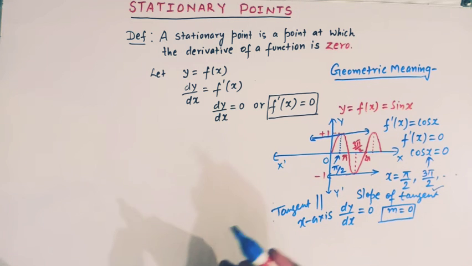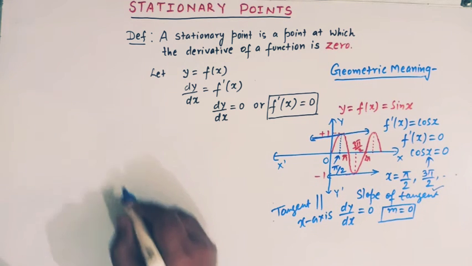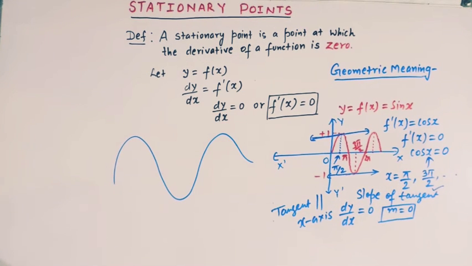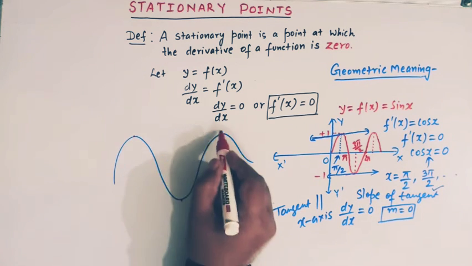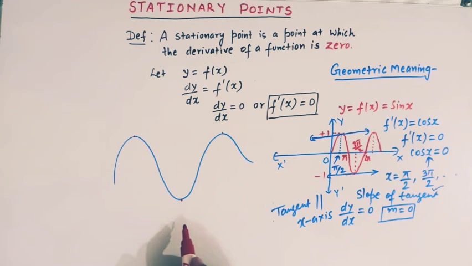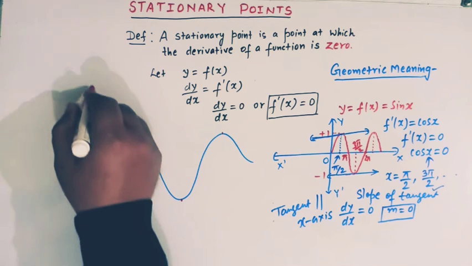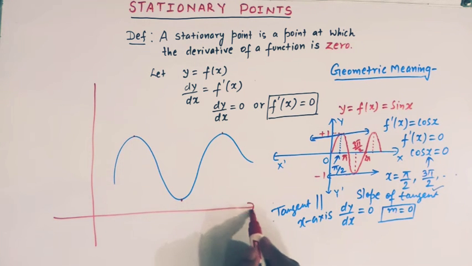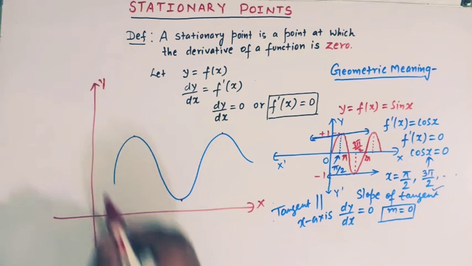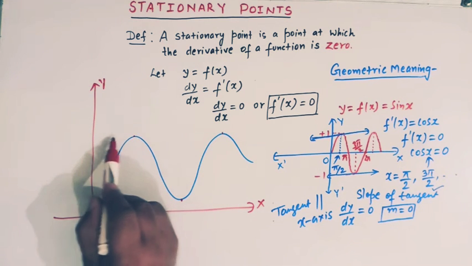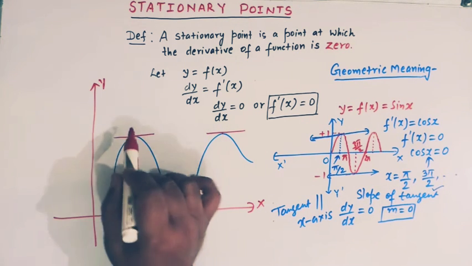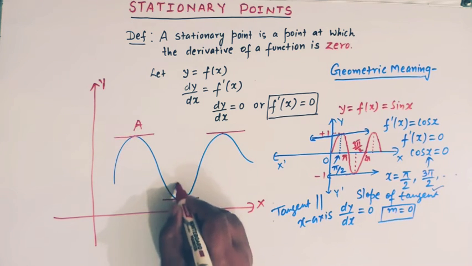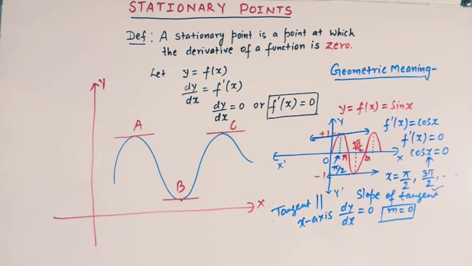Now let us consider the graph of a function. Suppose we have the graph of a function like this. Now here we see that at these points the derivative is equal to 0, because if we consider this as the x-axis and this as the y-axis, and if we draw the tangents at these points, say this is point A, this is point B, and this is point C.